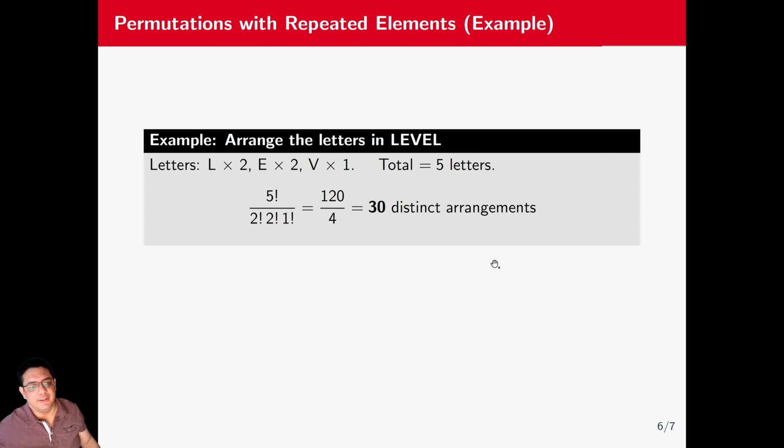One example of that: let's arrange the letters in LEVEL. Notice that LEVEL has 2 L's, 2 E's, and 1 V. So a total of 5 letters. But out of those 5 letters, because we have repetitions, the total number of arrangements of those letters is going to be 5 factorial, the total of letters, divided by 2 factorial for the number of L's, 2 factorial for the number of E's, and 1 factorial for the number of V's. So this is 120 divided by 4, which is 30 distinct arrangements of the letters in LEVEL.